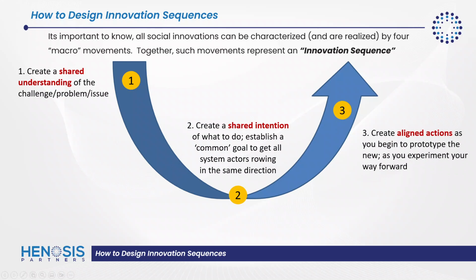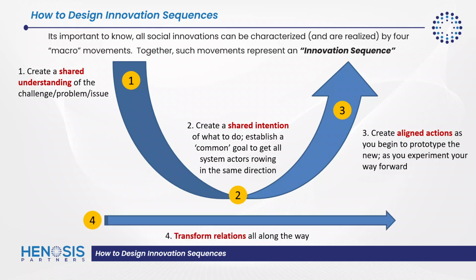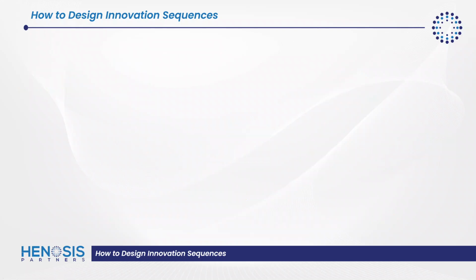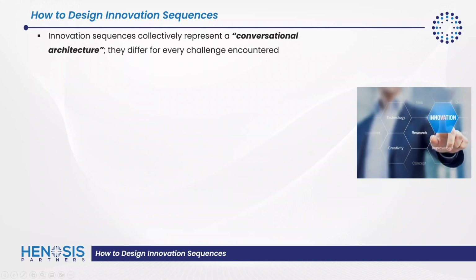And with a shared understanding and shared intentions comes aligned actions, as key stakeholders begin to prototype the new, as they experiment their way forward. And lastly, and unbeknownst to those participating, we look to transform relations all along the way. So together then, these four movements collectively represent an innovation sequence, and you'll see examples of this later in the episode. As mentioned, innovation sequences collectively represent a conversational architecture, and they differ for every type of challenge encountered.